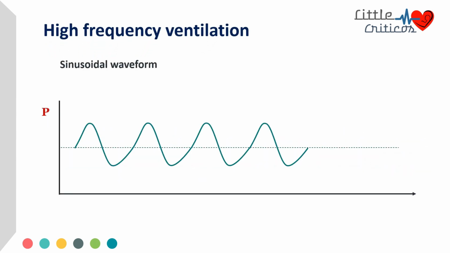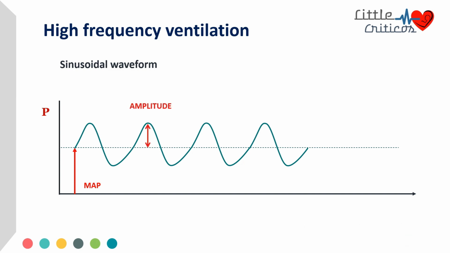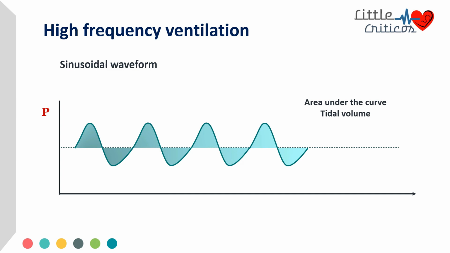High frequency ventilation is essentially a sinusoidal waveform. It generates a mean airway pressure needed for oxygenation, and delta swings above and below the mean airway pressure denote the amplitude, and the cycle time is denoted by the frequency. The area under the curve denotes the tidal volume of a single breath.